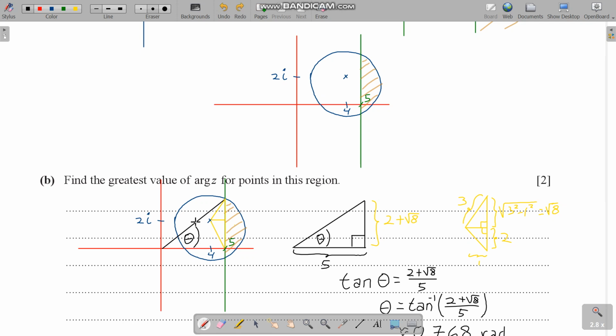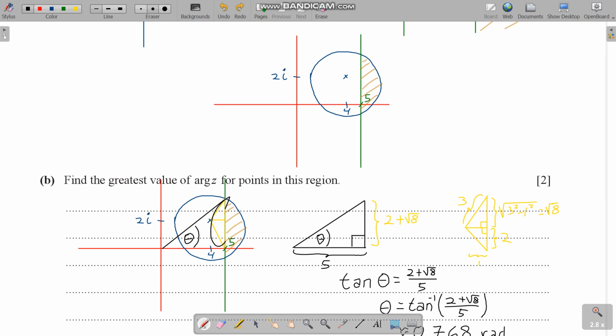Okay, so to find this angle, I'm redrawing this triangle here. If you look at the triangle, we already know this is 5, this is 5. And now we don't have this side here. If we have this side, we can use inverse tangent, we can find theta. Problem is we don't have the length here. So this length we don't know yet. So how do we find that length?